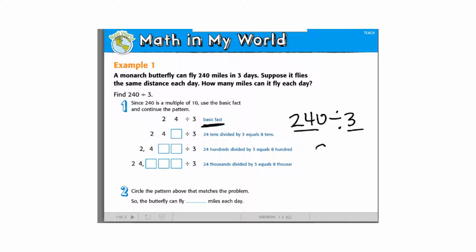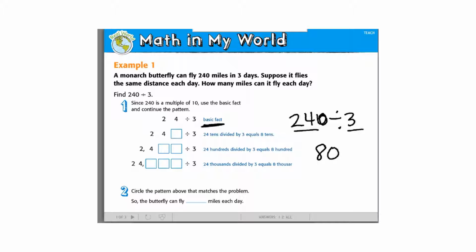8. Sorry, Angelina, you had your hand up. And then, what do I do with the 0, Angelina? You put the 0 right there, next to what? Next to the 8. So you're going to put the 0 next to the 8.